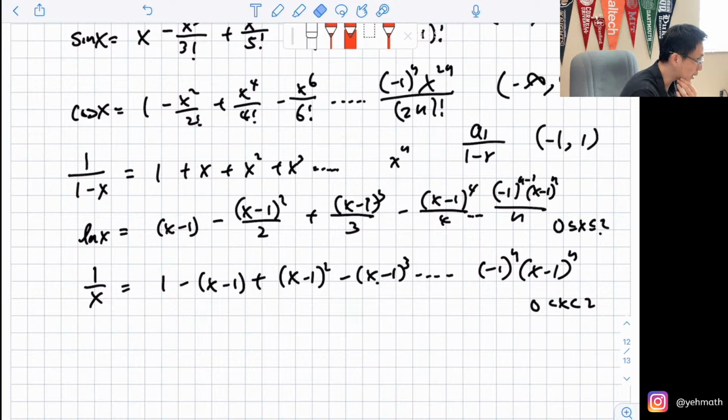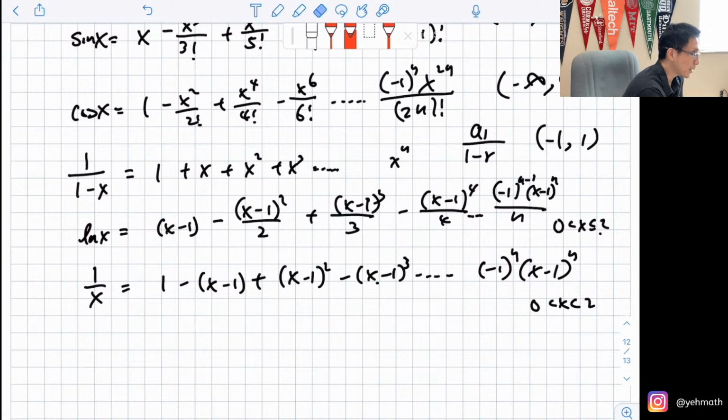Let me see, natural log of x. I want to make sure. Hold on. Natural log of x, I copied wrong. 0 less than x less than 2. The last one, is it with the center at 0 or 1? You can also tell from the radius of the interval of convergence, the center is at 1.